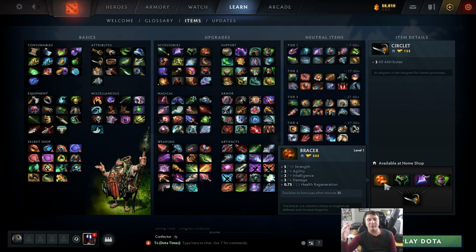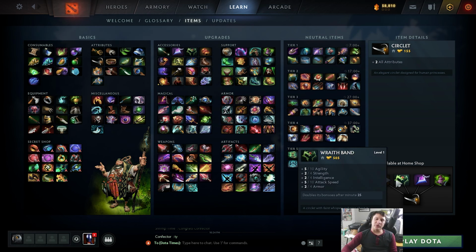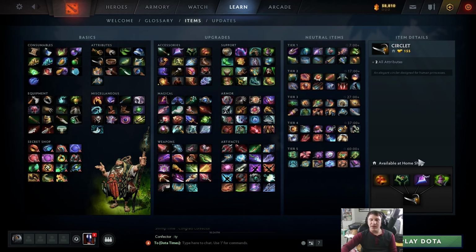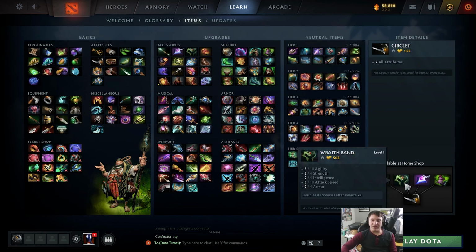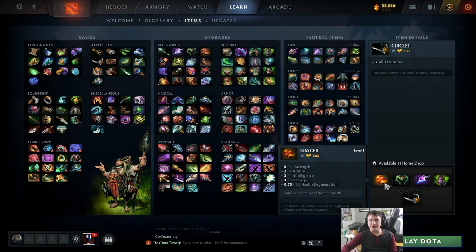Early-ish mid, right? So the Bracer is going to be for strength-based heroes that you gain more strength. Your Wraith Band's going to be for those agility heroes, you gain more agility. And then you have the Null Talisman, which increases intelligence for the intelligence-based heroes. They all come with a little bit of a different boost.